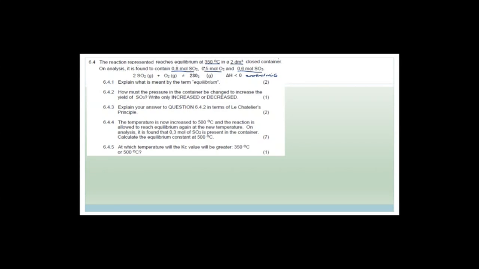I've said, look here, it reaches equilibrium at 350 degrees Celsius. The reason I'm marking it is because, remember we spoke about the only thing that affects Kc is temperature. So if we change that, it's going to change our Kc value. It's in a 2 dm³ container. Remember, if we do a table, we're going to have to take that into consideration. And they tell us the number of moles at equilibrium, so we might not have to do a table.